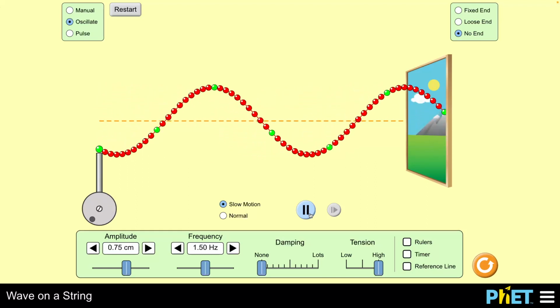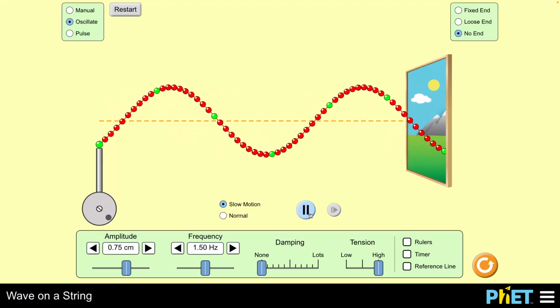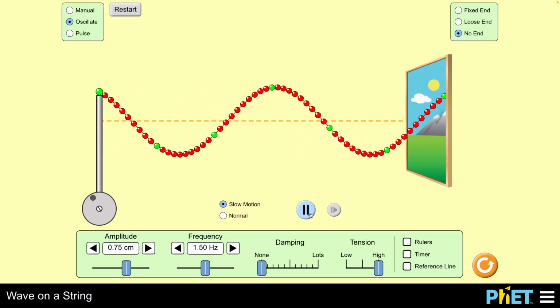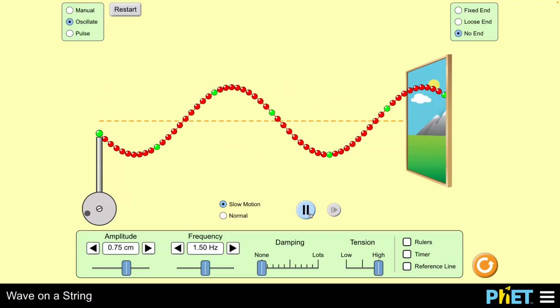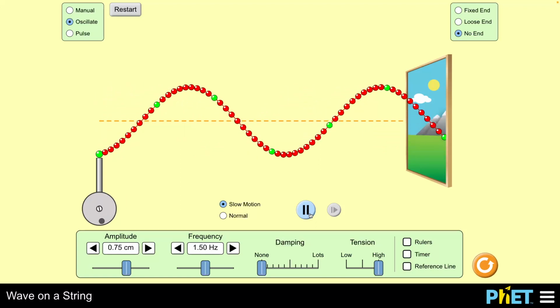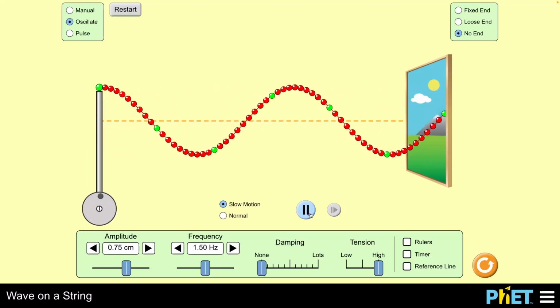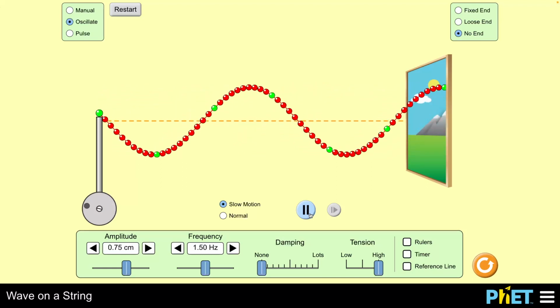Well, there is a middle, an equilibrium right here. Okay? So what would the amplitude be? The distance from that point to the maximum peak. What's the other thing, the dip? Trough.